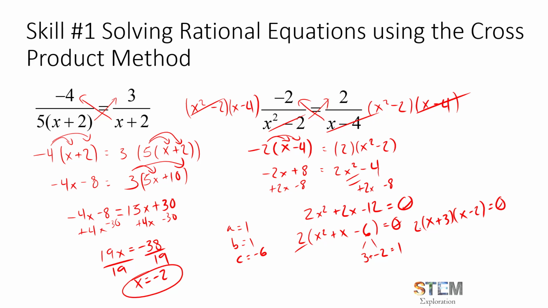The 2's still there, obviously. But my solutions, based on the zero product property, is that x is equal to either -3 or +2 in this given situation. And so those are some really quick ways to sort through some of this and find solutions to rational equations using the cross product method.